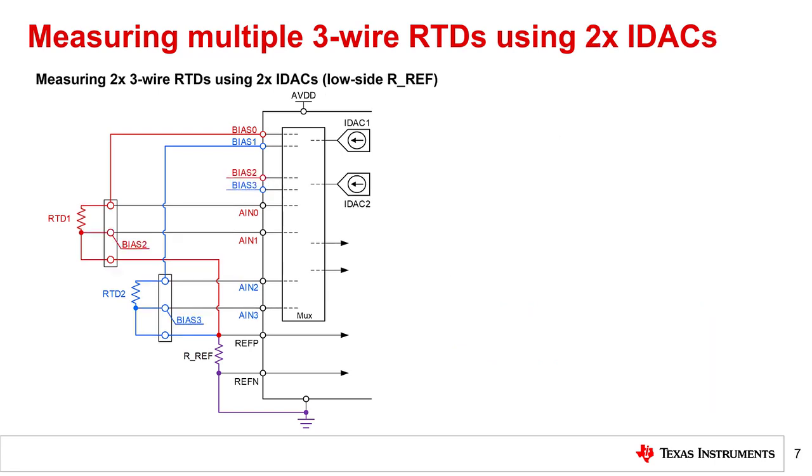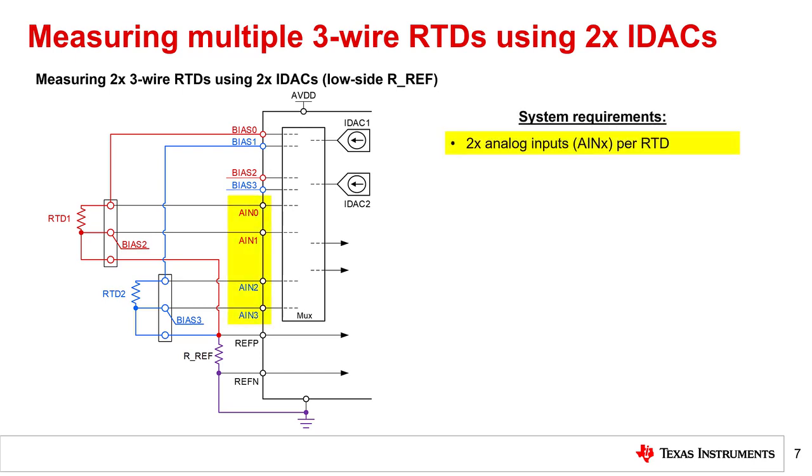Shown here is a system measuring multiple 3-wire RTDs using 2 IDACs. This system, which uses a low-side reference resistor, has the following design requirements. First, 2 analog inputs are needed to measure each RTD. In this specific configuration, it is not possible to combine analog inputs because the RTD is biased by 2 IDACs.